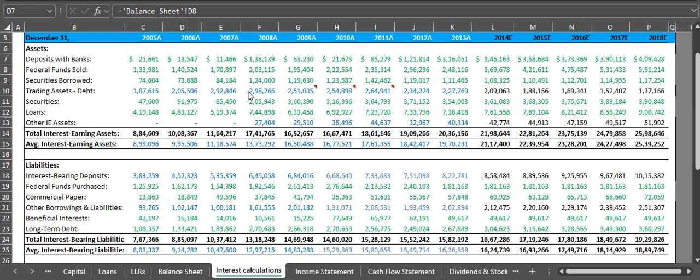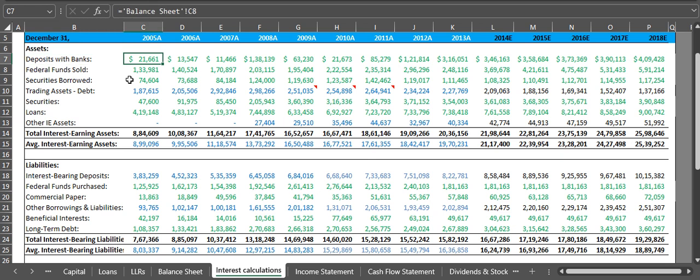Then there are liabilities as well: interest bearing deposits, federal funds purchased, and commercial paper. Then the other borrowings and liabilities, beneficiary interest and long term debt. So let me introduce this: it starts in 2005 and goes to 2018.